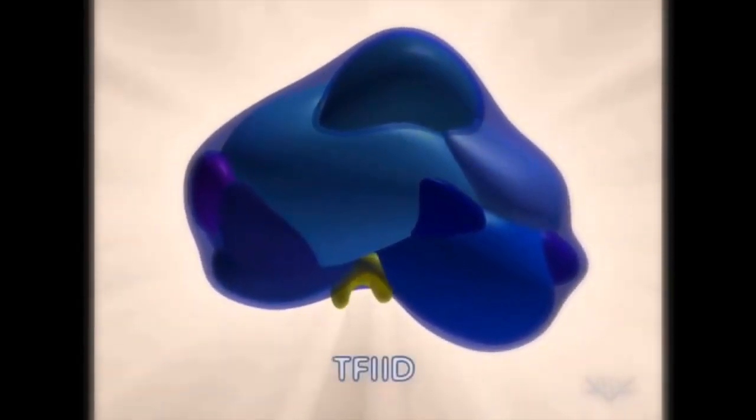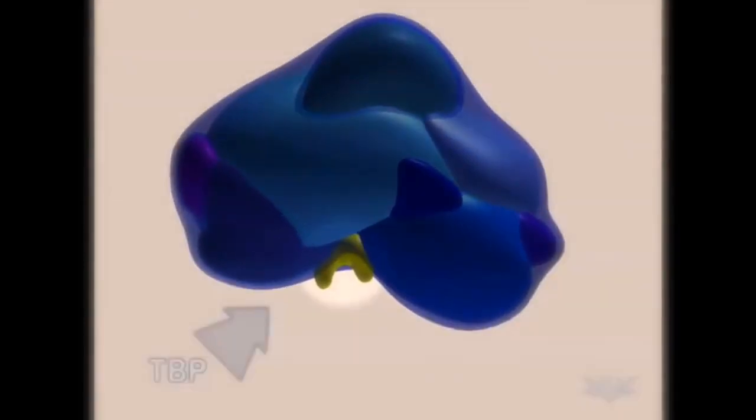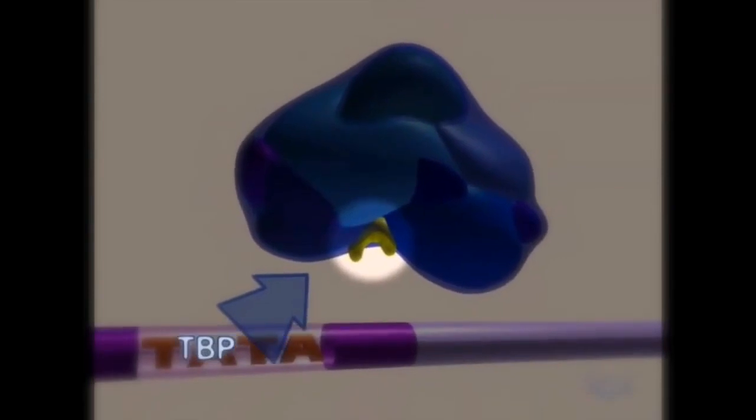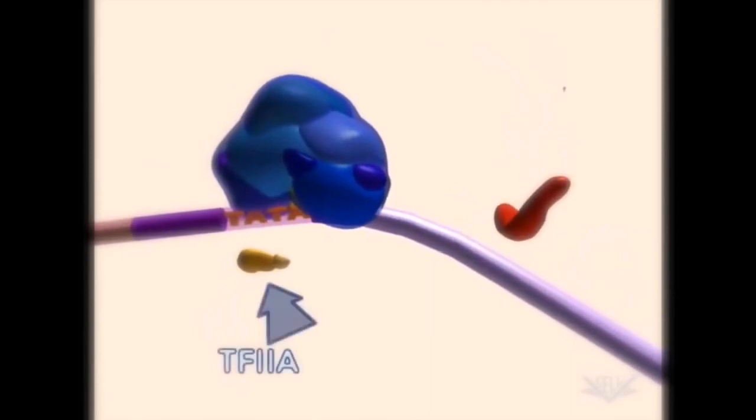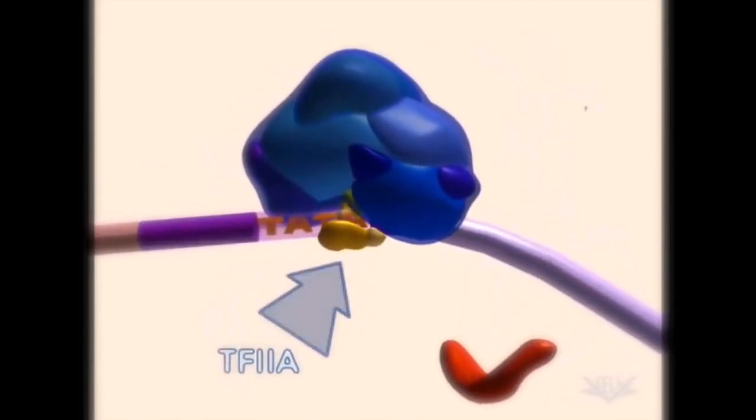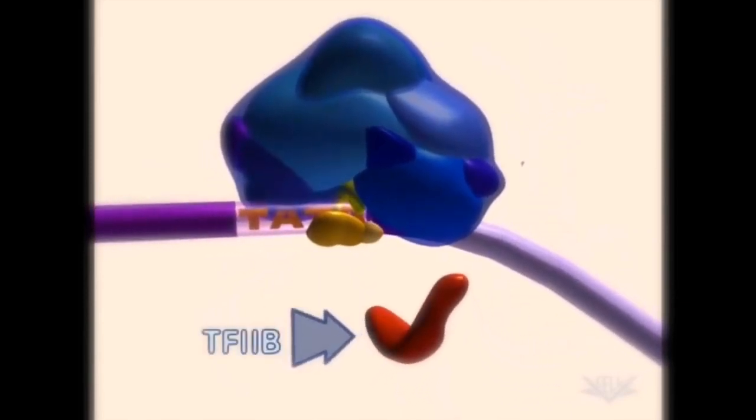Several complexes, known as transcription factors, are required for successful transcription. The first is TFIID, the largest of the general factors. A component of this factor, TBP, binds to the DNA using the TATA box to position TFIID near the transcription initiation site. Other transcription factors, including TFIIA and TFIIB, then attach.